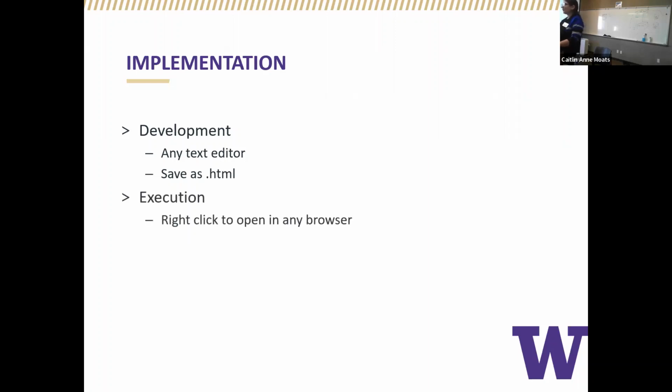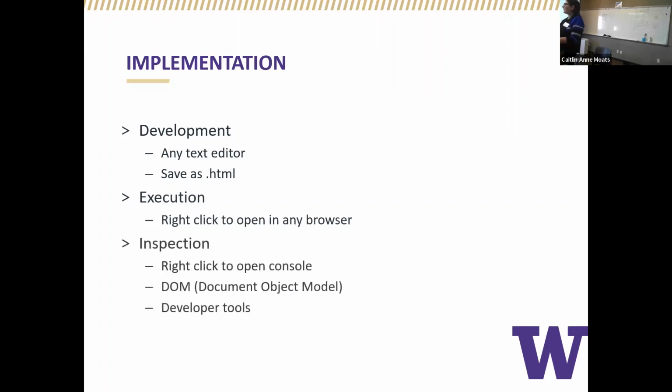Let's talk about the execution. Once we have the HTML page ready, we'll just right click and open it in any browser. If we choose Chrome, then the HTML page would appear in Chrome. And next, in order to inspect any errors, if we have made any coding errors, we can use developer tools to debug and see where we have missed any tag and why our code is giving an error.